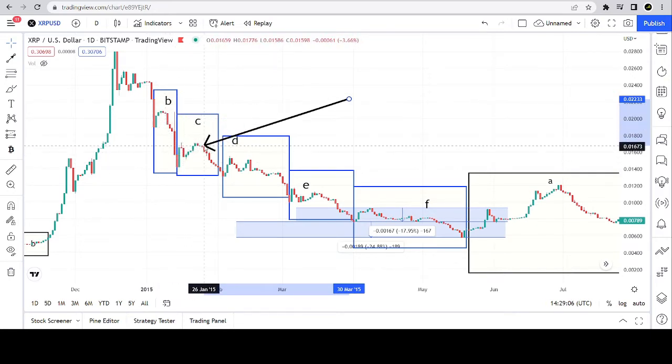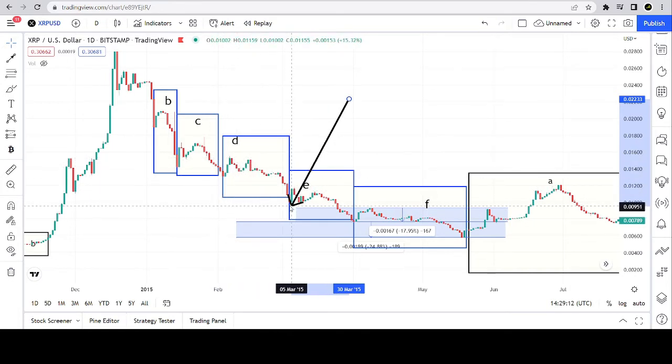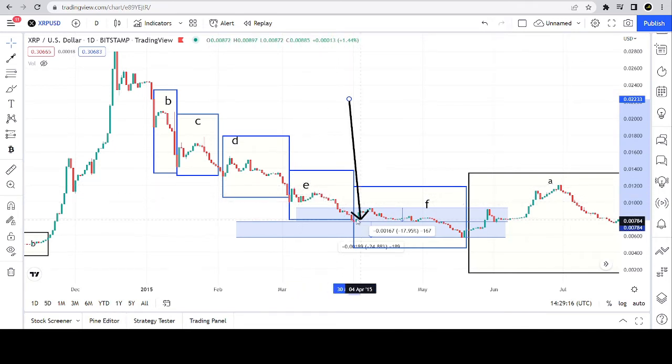Here are the two waves that C did, after which it declined. It goes back up, creates a bull on D, then it declines. E starts with it moving back up, does a bull, and then it declines. So all this is being echoed from the original one that took place. F pulls up, moves down.